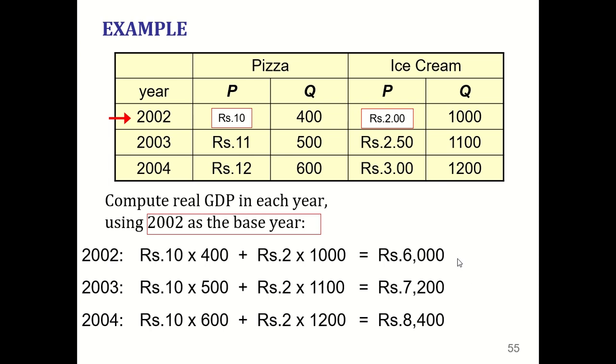Now if I want to compute the GDP growth rate in 2003 over 2002 and 2004 over 2003, I get 20% and 16.7% only.